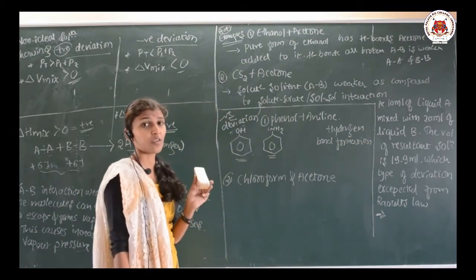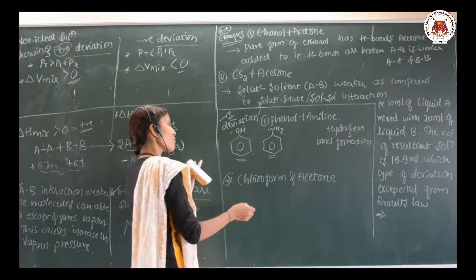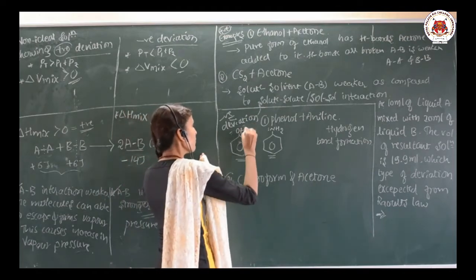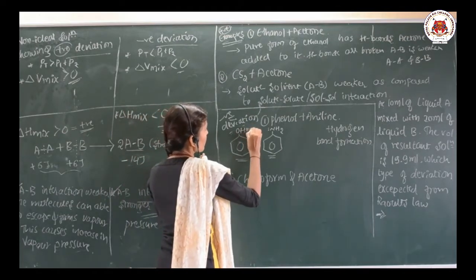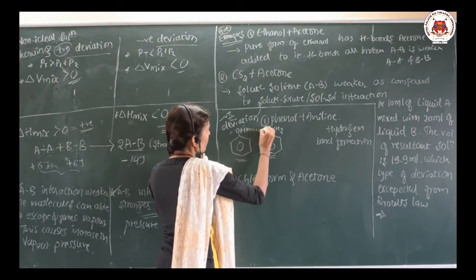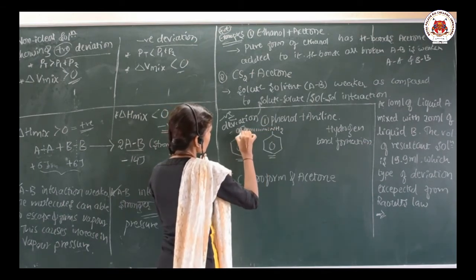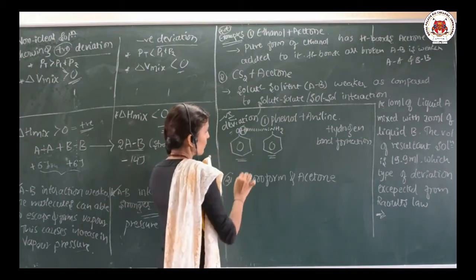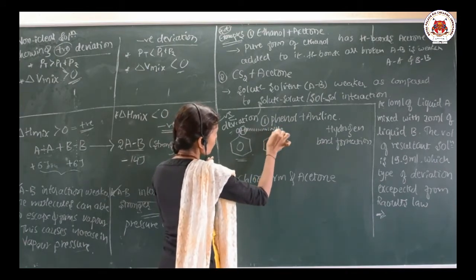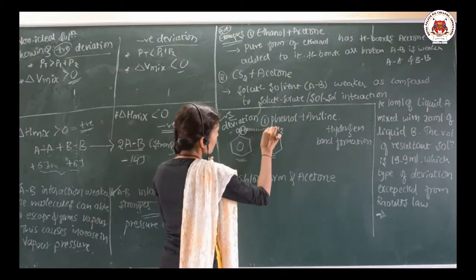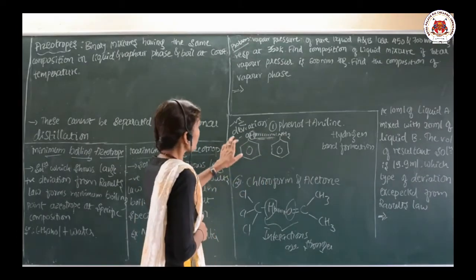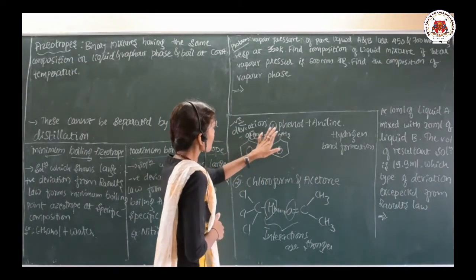So how is the hydrogen bond formed? The hydrogen bond is formed between the hydrogen of the phenol, that is the phenolic proton, and the nitrogen of the aniline with its lone pair. So, here we are discussing examples of negative deviation.